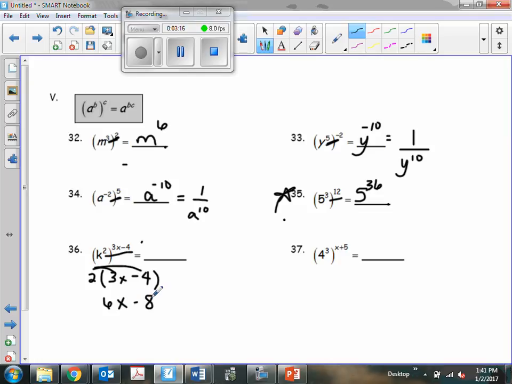So my new exponent is 6x minus 8, but my base is still that k. So I would have k raised to the 6x minus 8. Why don't you go ahead and try number 37 and let me check it.